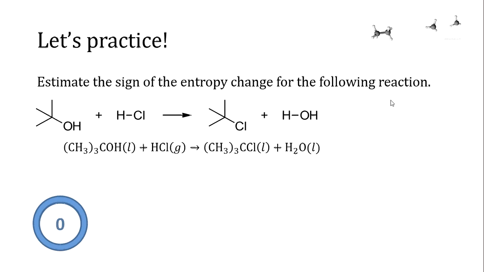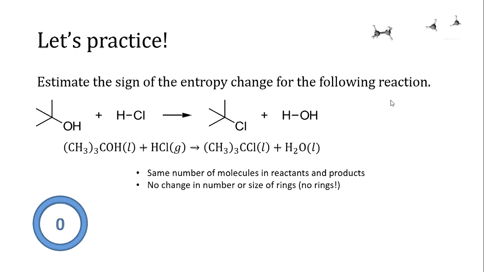First, we need to start thinking about the factors that might lead to a change in entropy. There's no change in the number of molecules, it's the same number of molecules on both sides. There's no change in the number of sides of rings because neither the reactants or the products have any cyclic molecules in them. There are no multiple bonds anywhere in any of these structures.